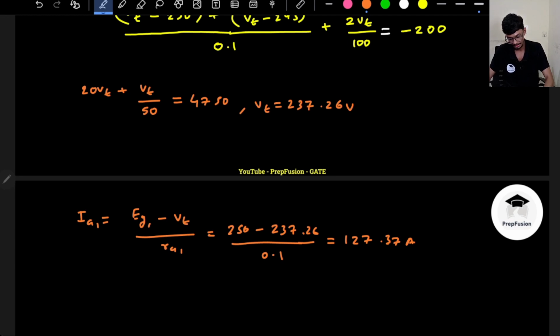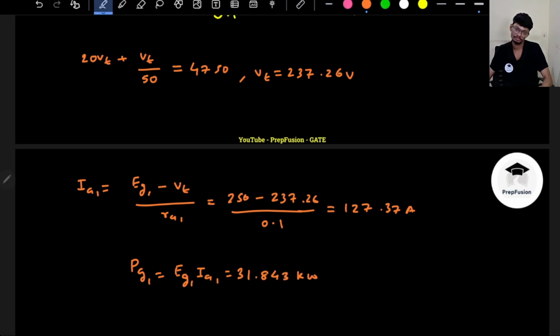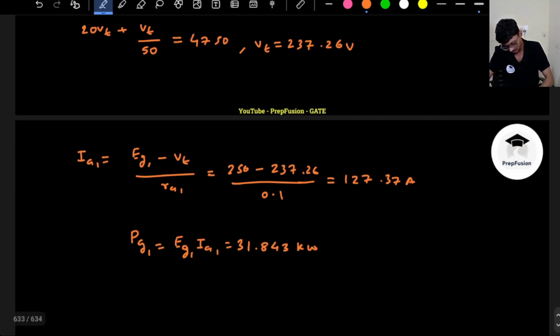Okay, and what is the power delivered? So Pg1 will be Eg1 into Ia1, divided by 1000, which is 31.843 kilowatts. So that is what my Pg1 is equal to.